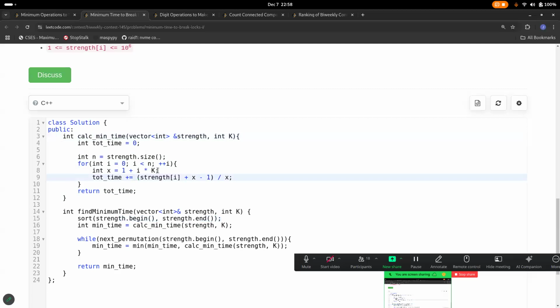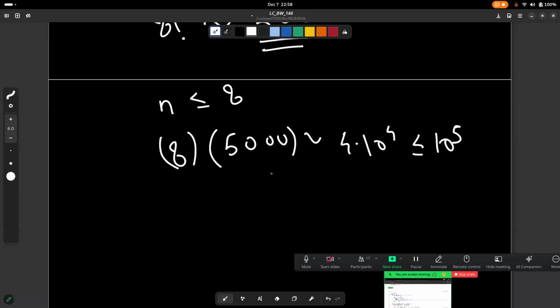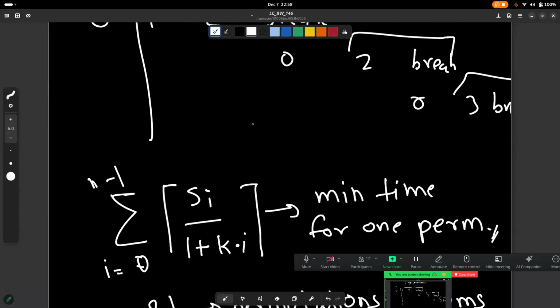What we are doing over here is, I'm going to break the ith log now. What is the value of my x? My x started with 1, and I have broken I logs up to this point, so I have had k increments to x. So my x is 1 plus I into k. And I have to wait for the upper bound of strength of I divided by x, which is represented this way in code, time for my sword strength to reach this point, and then I can break my log. So this is the representation of this summation.